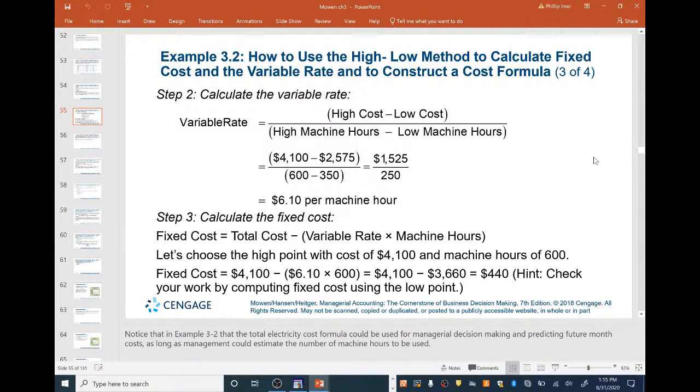You can check your work if you want to by computing the fixed cost using the lower point, okay? So if you do it with a high point and find a lower point, you should be able to check your answer here, check your work.